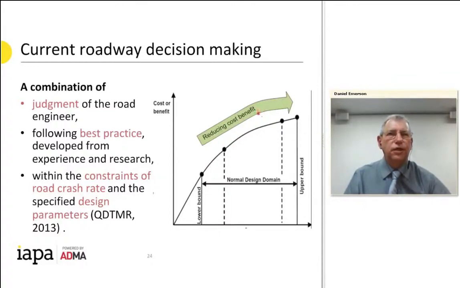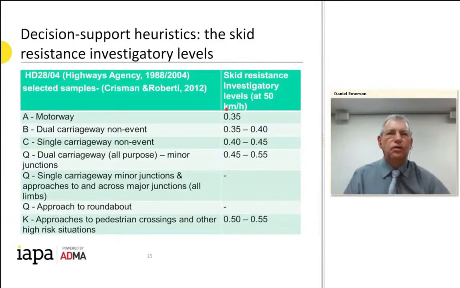And this actually shows us the skid resistance heuristic. So we can see here we have a number of roadways which progressively become more risky, and as they do, we actually find that the skid resistance, as you would expect, actually increases. And this is used worldwide.